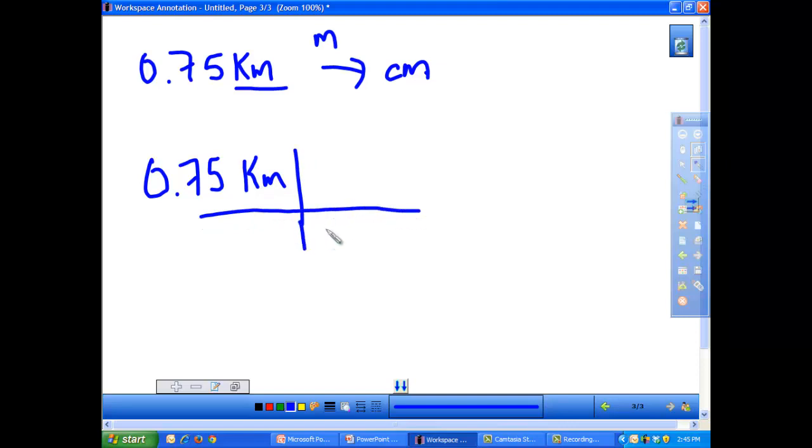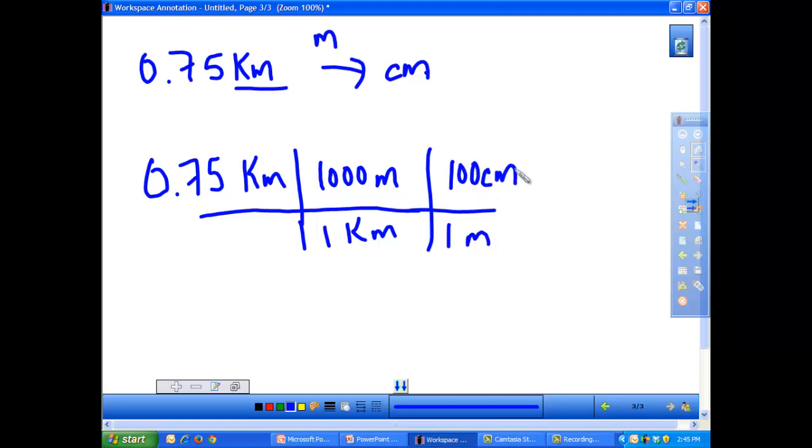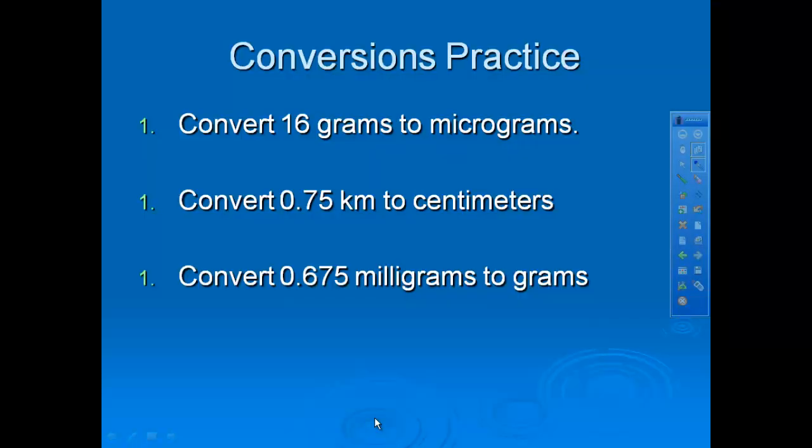Right? And in 1 kilometer, there are 1,000 meters. And then in 1 meter, there are 100 centimeters. So we would do 0.75 times 1,000, because these guys cancel out, and these guys cancel out, times 100. So we would do 0.75 times 1,000 times 100. And you get 75,000 centimeters. Alright. For the last one, you guys feel free to try that one on your own if you'd like. And we can talk about it tomorrow.